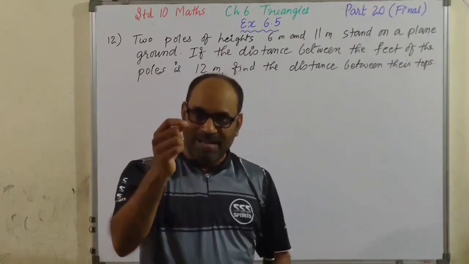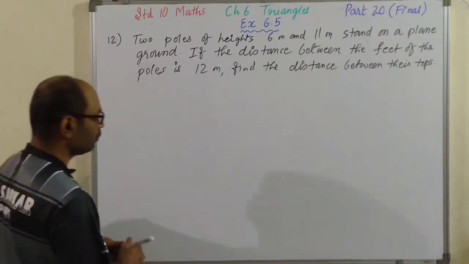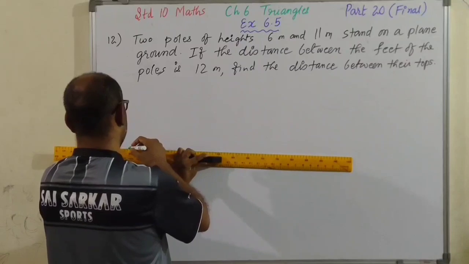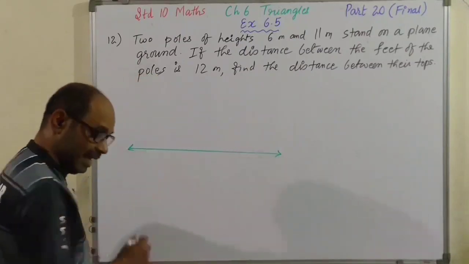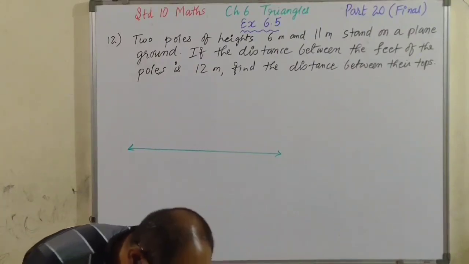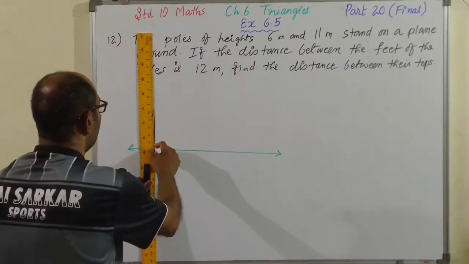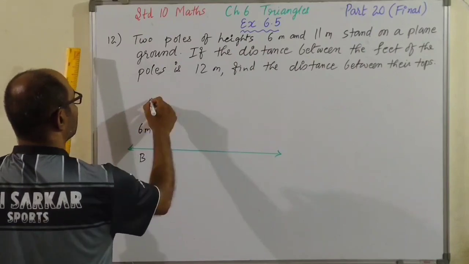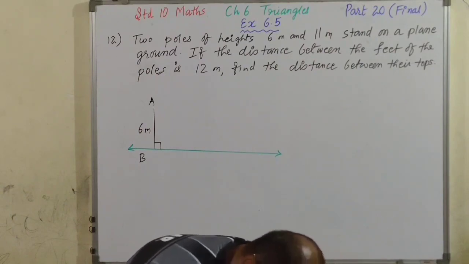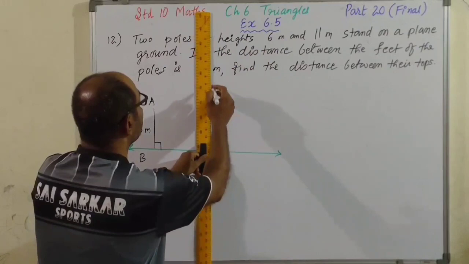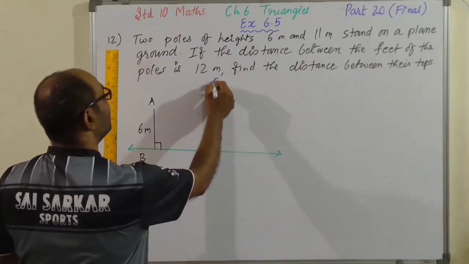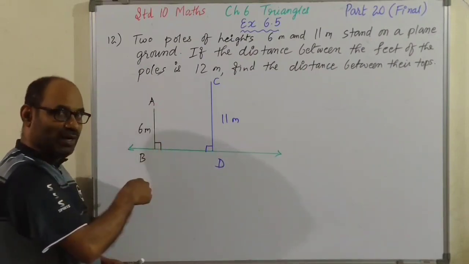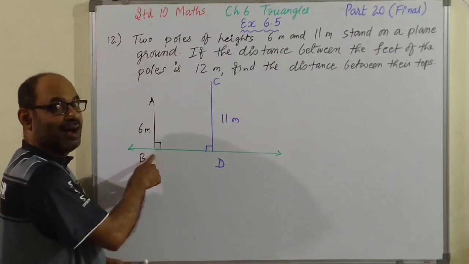Let's draw the diagram. It will give you a better idea of the distance between their tops. Here is the ground. The shorter pole, let's say AB, is perpendicular, its height is 6 meter. The longer pole, suppose CD, also stands erect, its height is 11 meter, and AB is the first pole, its height is 6 meter, and its foot on the ground is B.